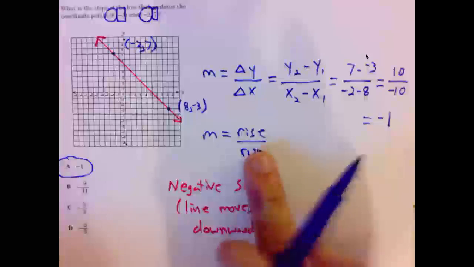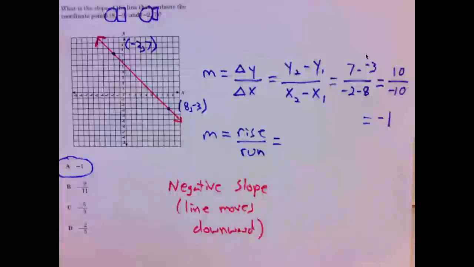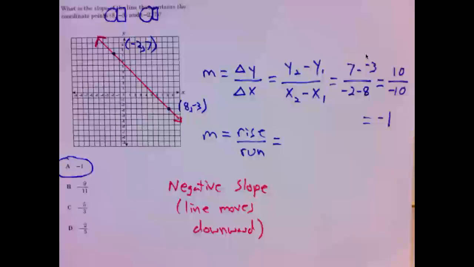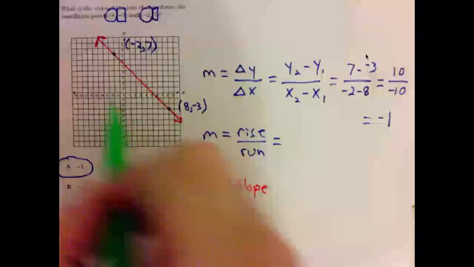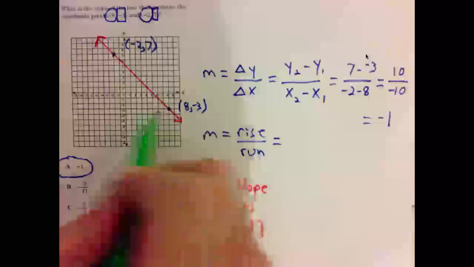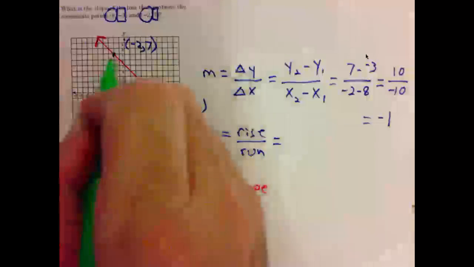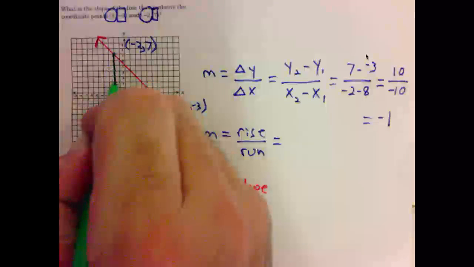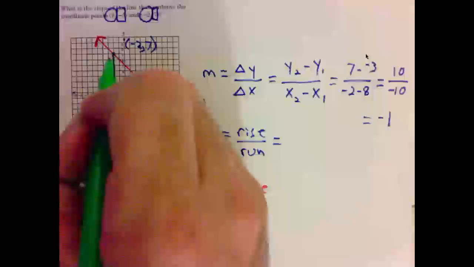Now let's use the rise over run method. All you have to do is draw a right triangle between any 2 points. In this case, there's a lot of points you could draw between, but I'm going to use the original points that we graphed. I'm going to go over and down.